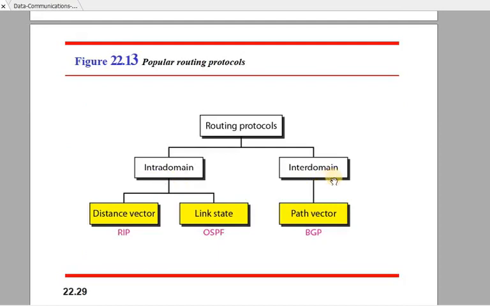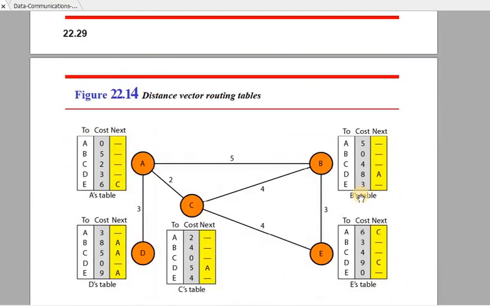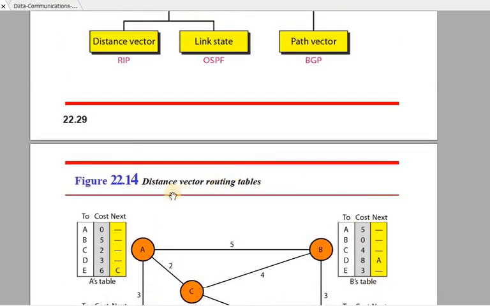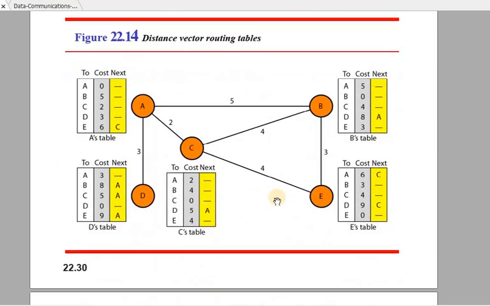Considering routing protocols, we already know that we have intra-domain and inter-domain routing protocols. In case of intra we have two, and in case of inter we have one particular example that will be studied. Let us start with the first one, which is the distance vector routing table. It is quite simple and straightforward, so please pay attention.